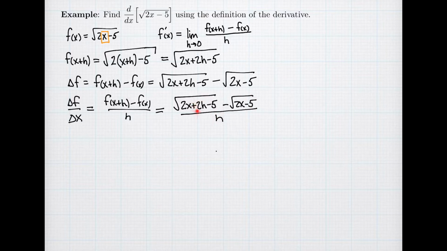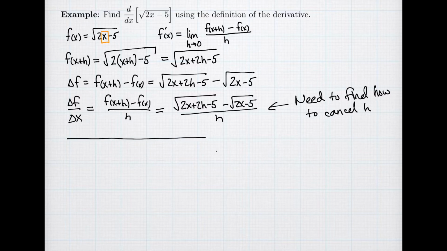But notice that at the top, if h is 0, I get 2x minus 5 inside the square root minus the same thing. And so I have 0 divided by 0. That means that there's going to be a way to cancel the h. I need to find how to cancel the h. And so we're going to take a little pause now and talk about what I can do to rewrite that fraction so that I can cancel the h. How can we rewrite it?